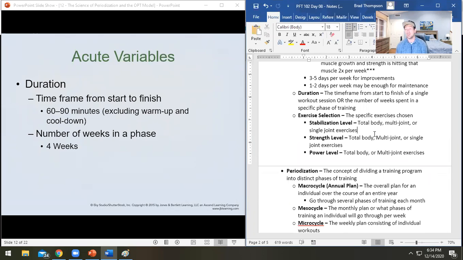One of them is how long your session is. One of them is how long you are in a specific phase of training. So if you're in stabilization for 4 weeks, that's duration. If your workout is 60 minutes, that's also duration. They are nothing alike, but they are identically labeled, and it's dumb. By the way, exclude your warm up and your cool down.